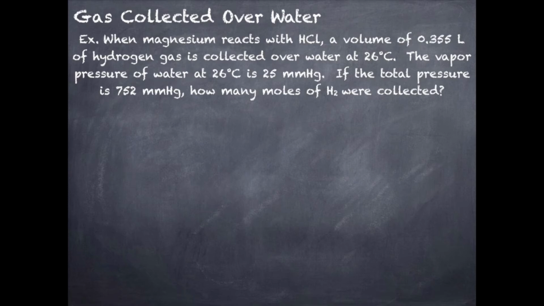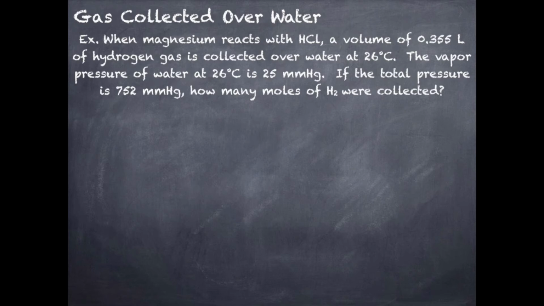Okay, when magnesium reacts with hydrochloric acid, a volume of 0.355 liters of hydrogen gas is collected over water at 26 degrees Celsius. The vapor pressure of water at 26 degrees Celsius is 25 millimeters of mercury. If the total pressure is 752 millimeters of mercury, how many moles of hydrogen were collected?